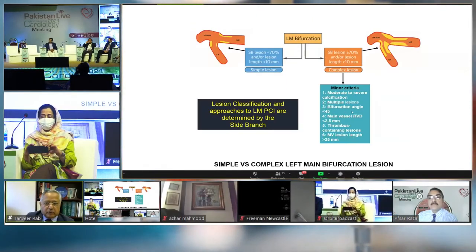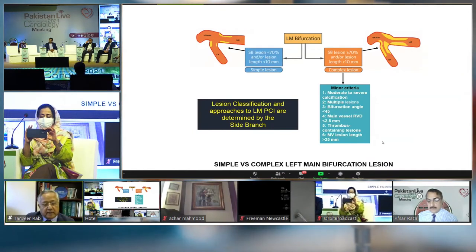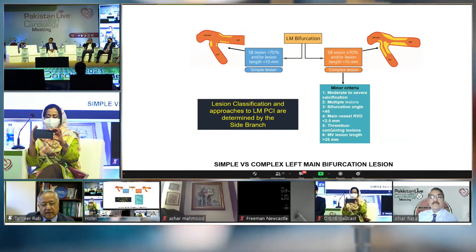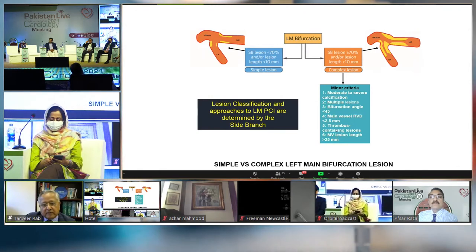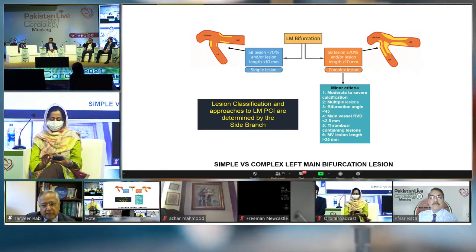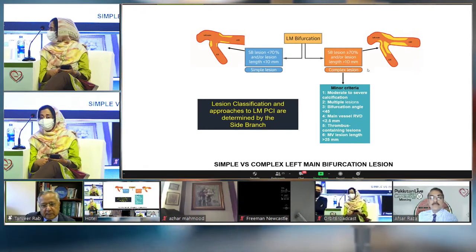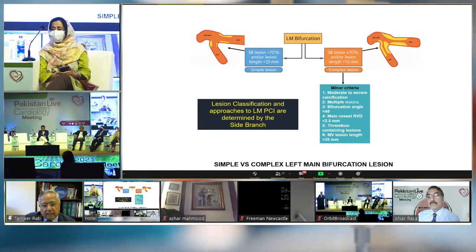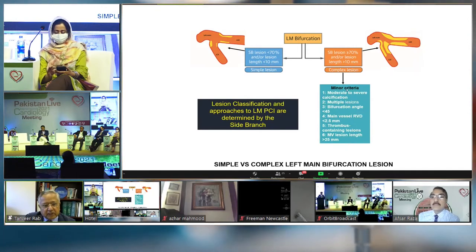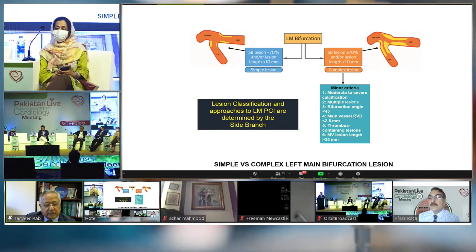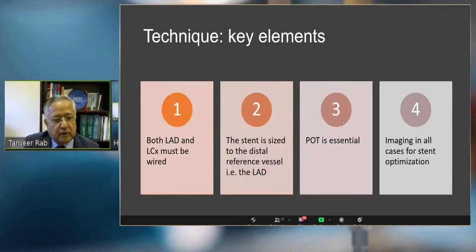So how do you divide simple or complex lesions? Use the same definitions of stenosis and lesion length, but you add other criteria, including moderate to severe calcification, multiple lesions, bifurcation angle less than 45 degrees, main vessel reference diameter less than 2.5 millimeters, thrombus-containing lesions, and the vessel being small in caliber or long in length at 25 millimeters. The lesion classification and approaches to left main PCI are always determined by your side branch. So the technique's key elements are these: the EBC group made it very clear that both the LAD and left circumflex must be wired. The stent is always sized to the distal reference vessel during the LAD.